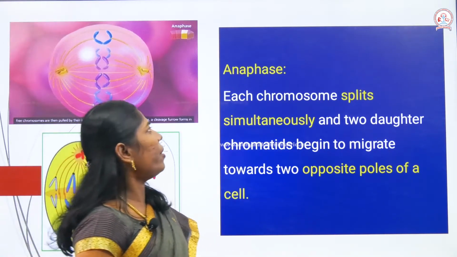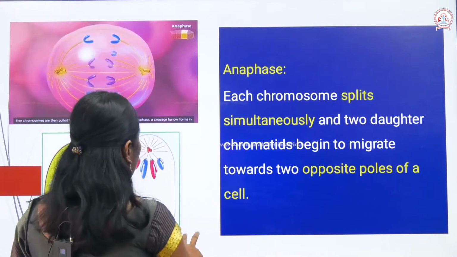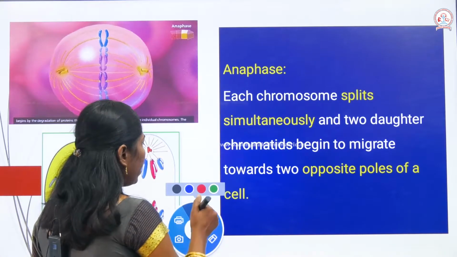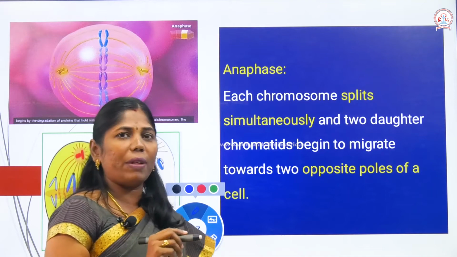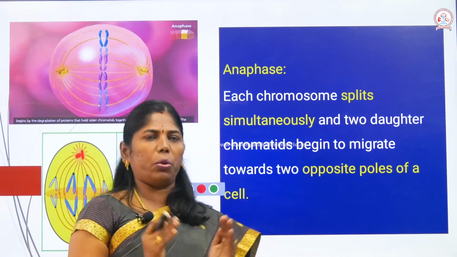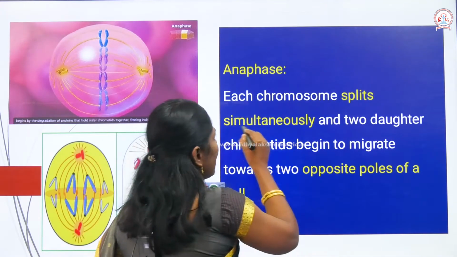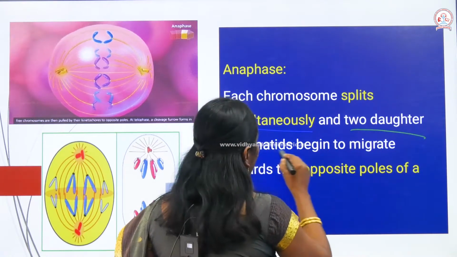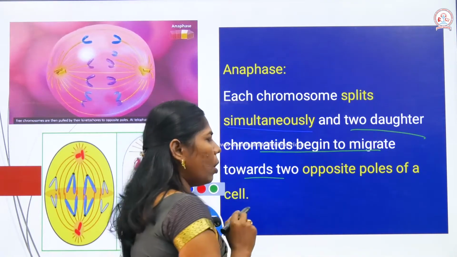In the anaphase, each chromosome splits. How does it split? At the centromere. Even the centromere splits into two. Each chromosome splits simultaneously, and the two daughter chromatids begin to migrate towards the opposite poles.